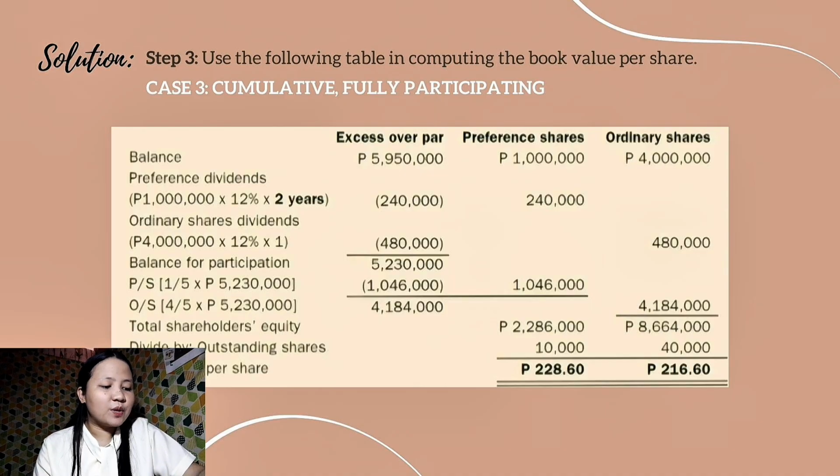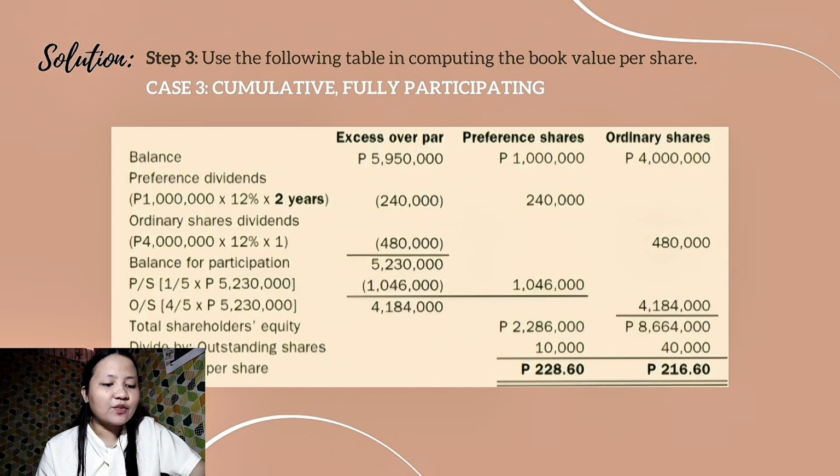Then this amount will be distributed to preference shares and ordinary shares pro rata. So what we will do is make a ratio. Preference shares total and total of ordinary shares, we add their totals. It will give us a 5 million base.